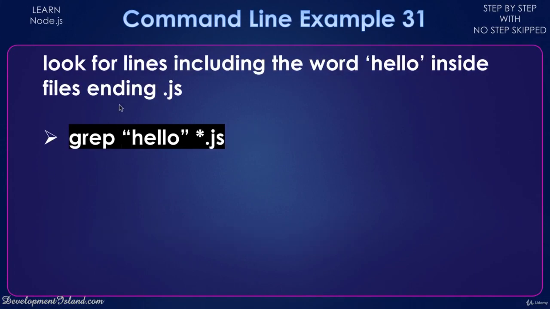Now, when using the grep command, you can actually search inside multiple files. So for example, you can search all files ending .js using a regular expression like this. So star stands for any text, then .js means that you're looking for files with a name text.anytext.js. So this will look for all lines containing hello inside those files.